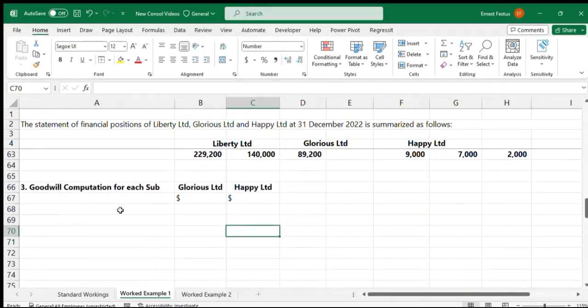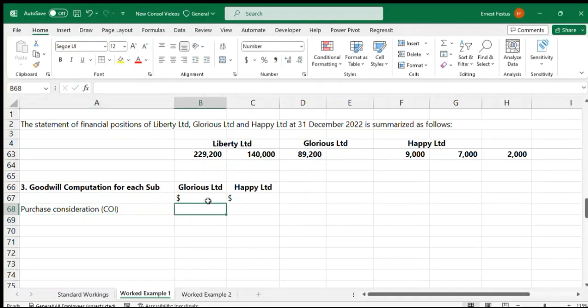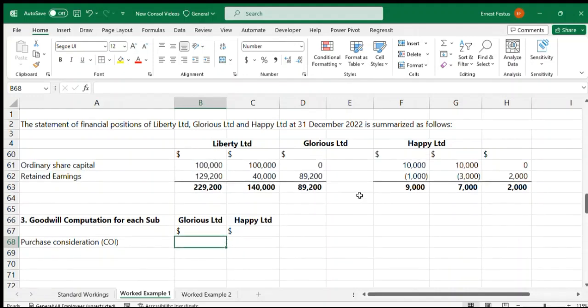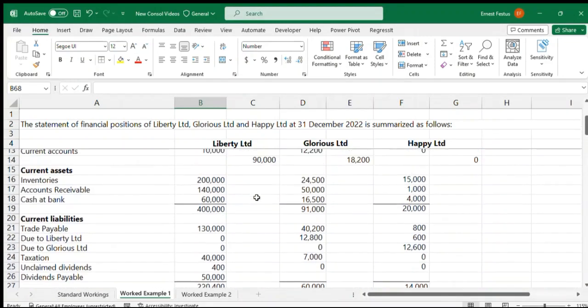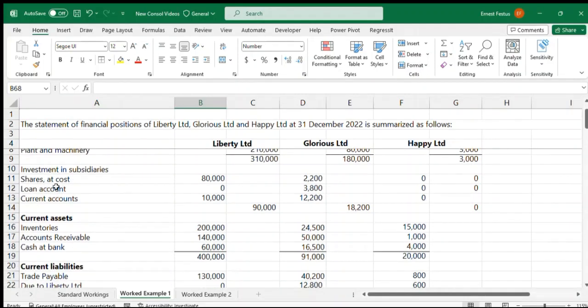The next on the list is the goodwill for each of our subsidiaries. Now we know that goodwill is the purchase consideration, which we also call the cost of investment, and that is the amount we paid to acquire the business. So how much did we pay to acquire Glorious Limited? It is in our statement of financial position. In the statement of financial position, we have fixed assets, freehold property and plant and machinery. Then we have investment in subsidiaries shares at cost.